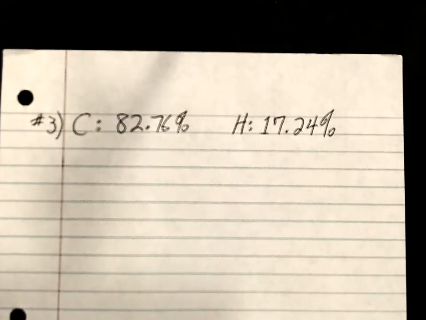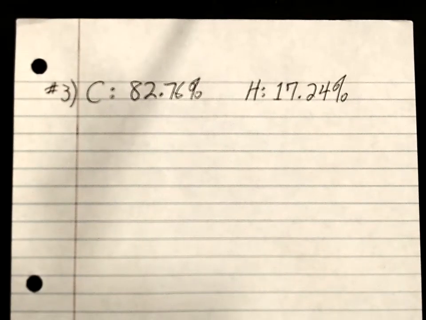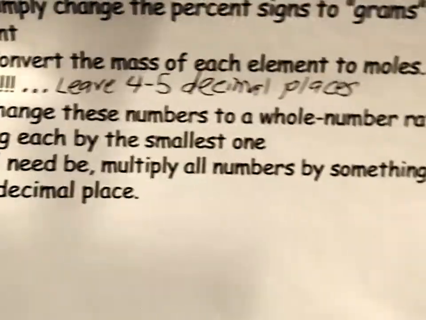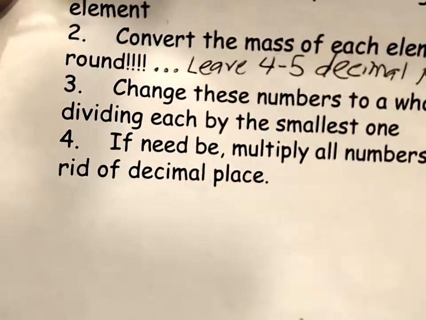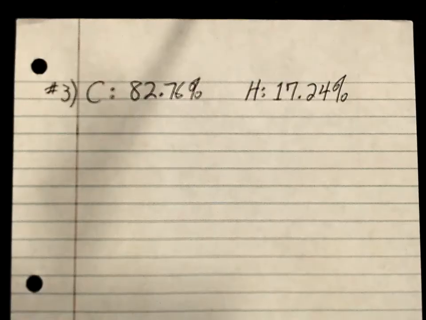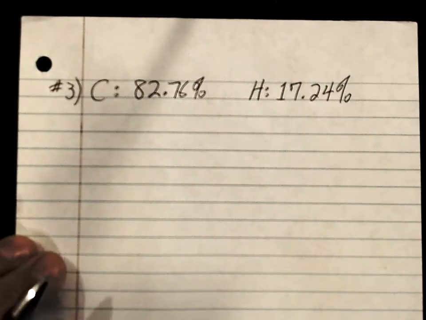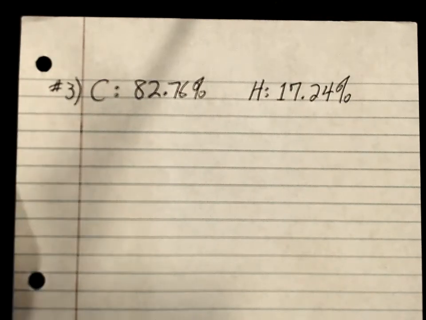Hey everybody, one more example to show you, and this one's really important because it has a twist and a nuance that the other examples do not have. Specifically, that's an execution of this fourth rule: multiply all numbers by something to get rid of a decimal place. Okay, yes, decimals are a big thing here. Let's jump right into this one because my wife needs the webcam soon.